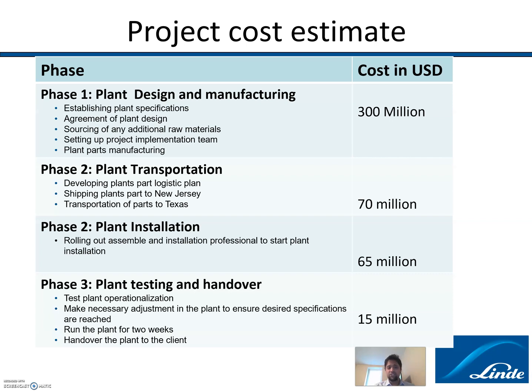For the plant transportation and plant installation, both are going to take 70 and 65 million each, respectively. And for the plant testing and handover, it's just going to be 15 million, and we're going to have that phase as a higher priority as well.